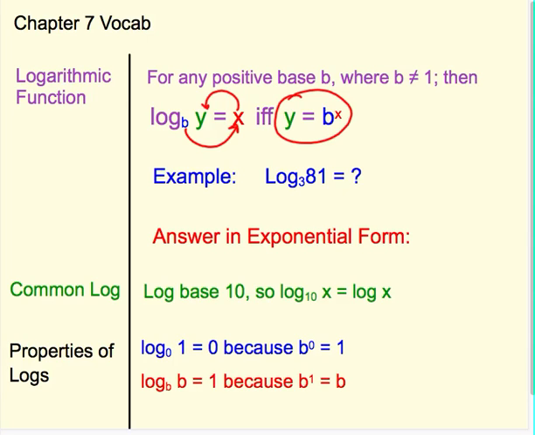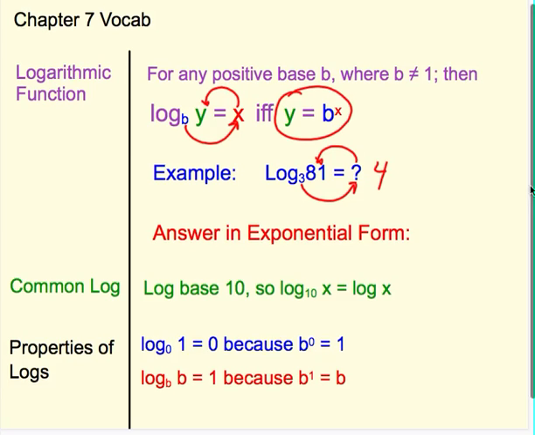So we've got a little example here, log base 3 of 81. In your head, what you think is, 3 to what power equals 81? And the answer is 4. 3 to the 4th power equals 81. So log base 3 of 81 equals 4.